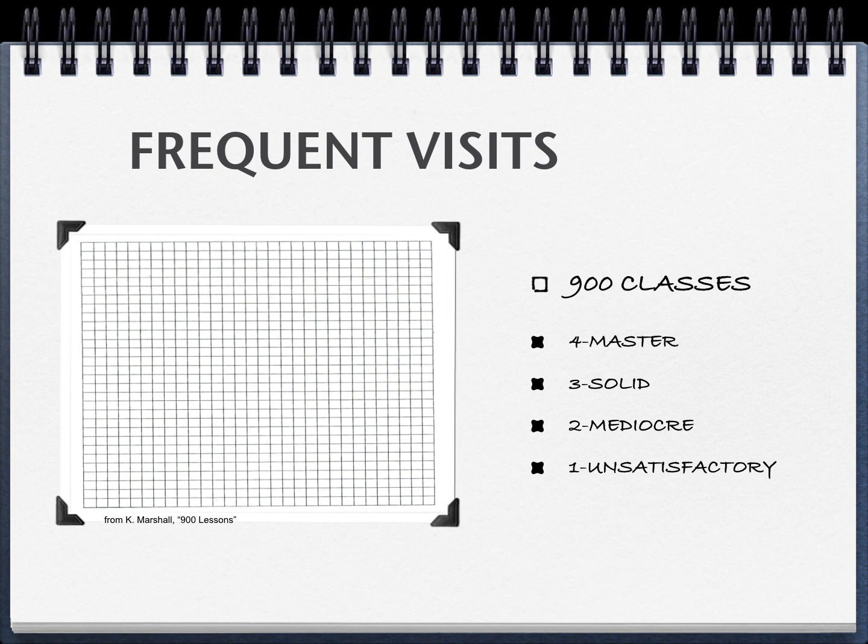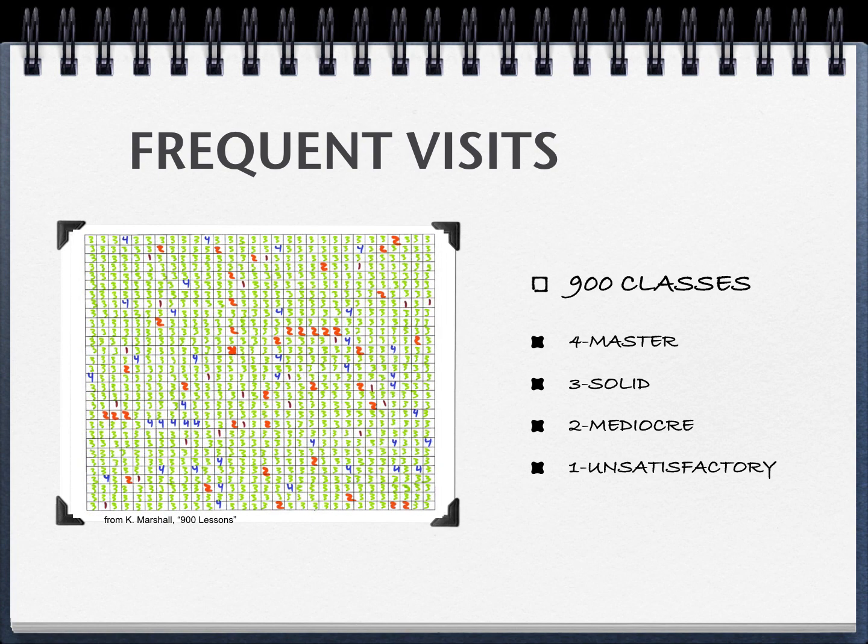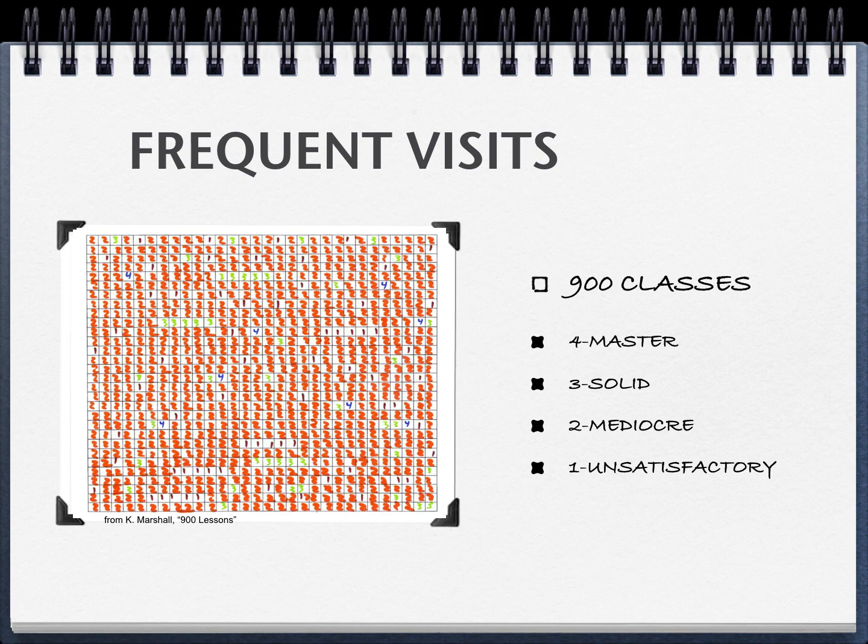So for example, a master teacher's year might look like this. Most classes are masterful in the blue, the 4s, with a fair number of solid classes, and even some mediocre and unsatisfactory classes. A solid teacher's class would be mostly solid with a fair number of classes where she shows what she's really capable of, and about an equal number of classes that aren't quite up to her potential. The mediocre teacher's year is similar, mostly mediocre with scattered moments of brilliance and some really unsatisfactory classes.